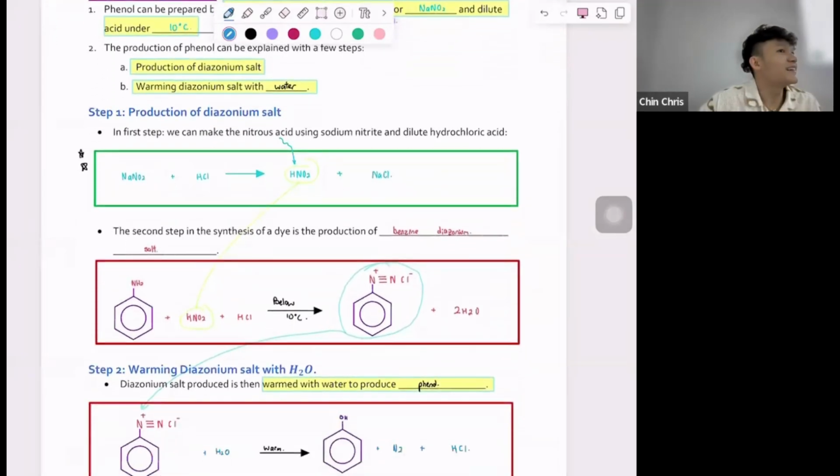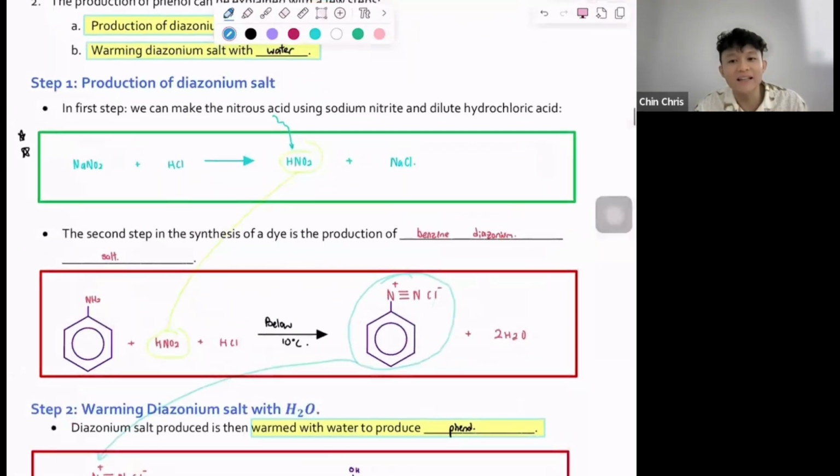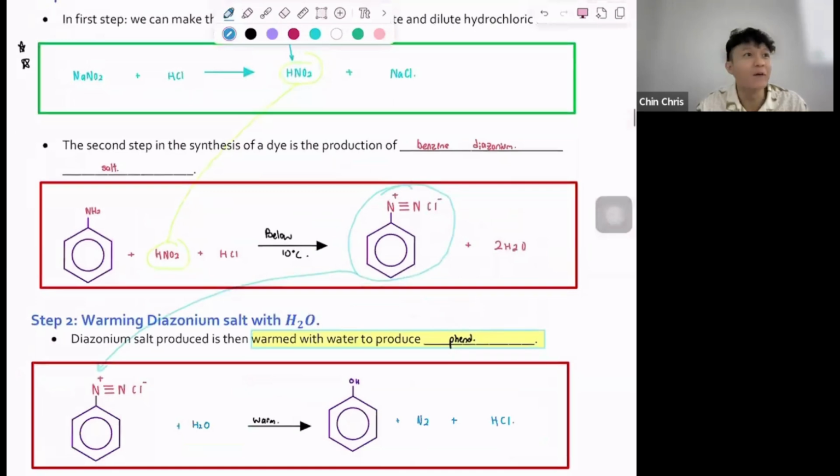Usually they will be. So what's the mechanism for this reaction? Do we have to know? Luckily, the mechanism you don't have to know.